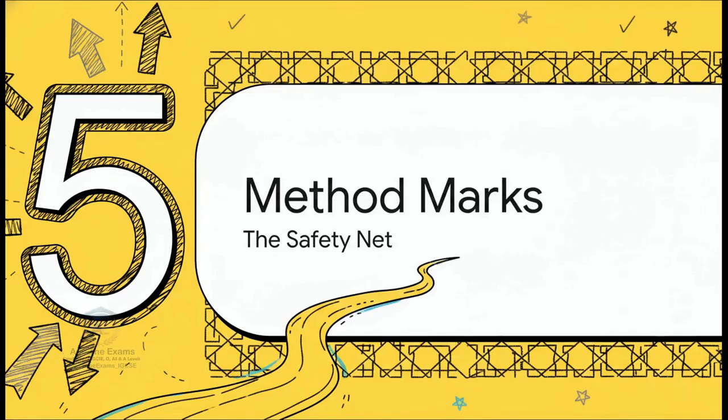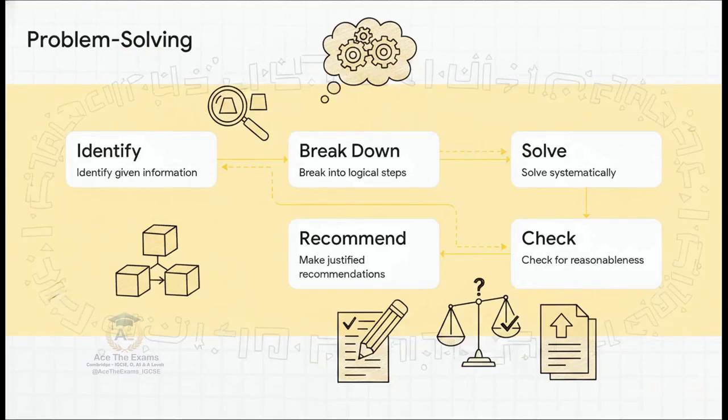Section 5. Maximizing your method marks. Let's talk about your safety net. When you're problem solving, you need a mantra. Try deconstruct, solve, evaluate. Let's break it down into logical steps. First, identify your given info. Second, break the problem into chunks. Third, solve it systematically. Fourth, check if it's actually reasonable. And fifth, make your justified recommendations. Why is this breakdown so absolutely critical? Because if you hide a critical error in your paragraph, this process proves your analytical thinking on paper. It makes your brainwaves totally visible to the examiner.